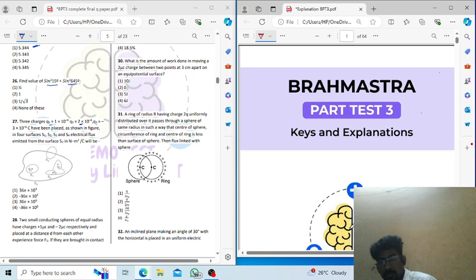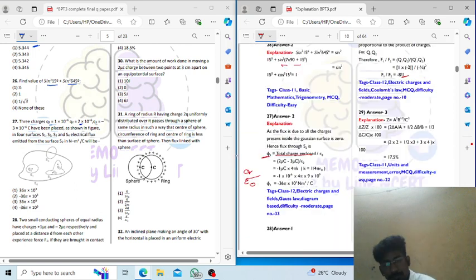Question number 27. So flux is given by q by epsilon naught from Gauss's law. The total charge q is given, q1 and q2 are given, so it will become 2 minus 3. Because of this, the total charge outside the Gaussian surface is 0. So the total charge enclosed here is 2 minus 3.